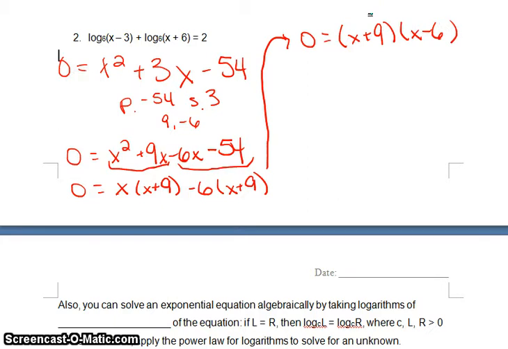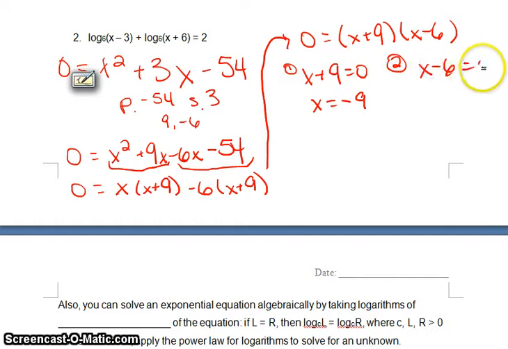And then from there we set each of those factors equal to 0. So we have x plus 9 is equal to 0. And then moving 9 to the other side, we have x is equal to negative 9. That will be our first one, and then our second one there we had x minus 6 is equal to 0, and we find that x is equal to 6 there. Okay.